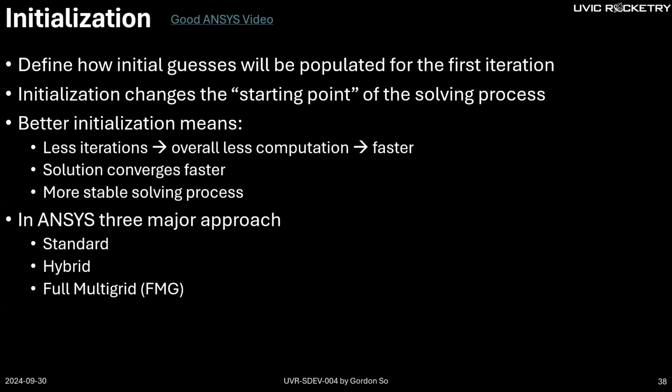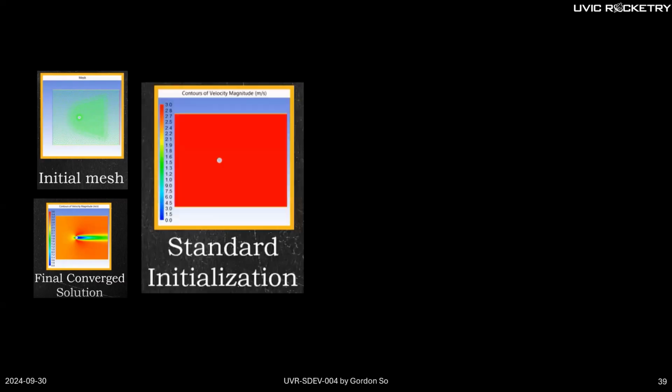ANSYS has three approaches: standard, hybrid, and FMG. And in terms of how they look: we start with a mesh. Don't care what a mesh is, basically a fluid domain. And then this is the actual result, the final analysis result. For standard, it just guesses a constant velocity in the field. Is it right? Of course not, but this is just a first guess.